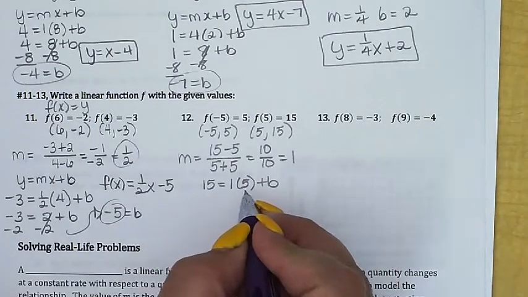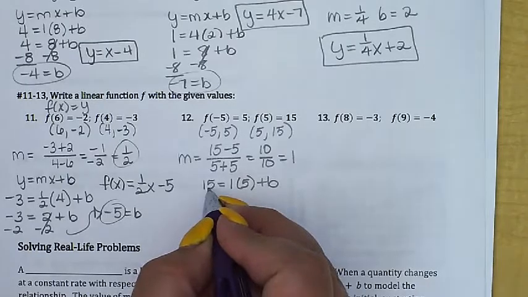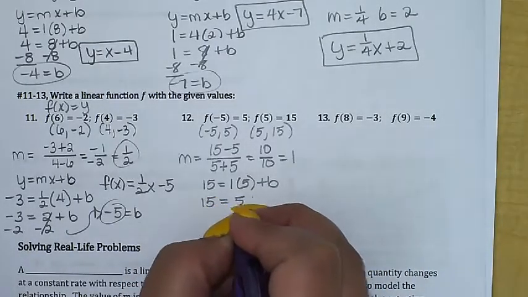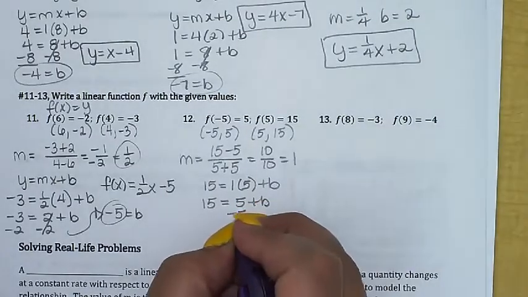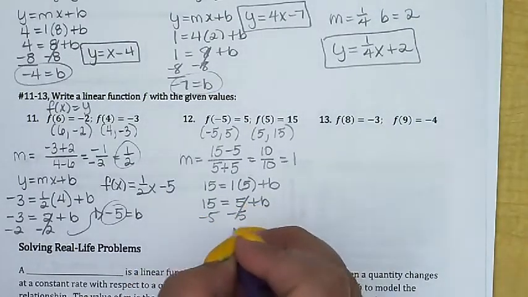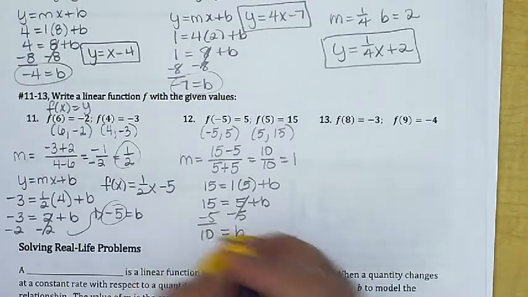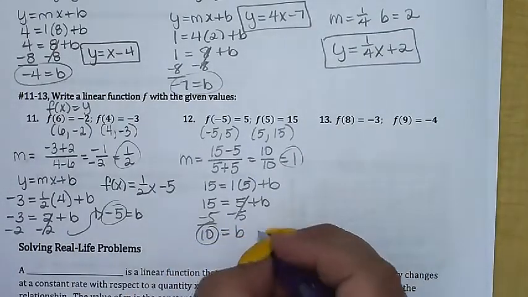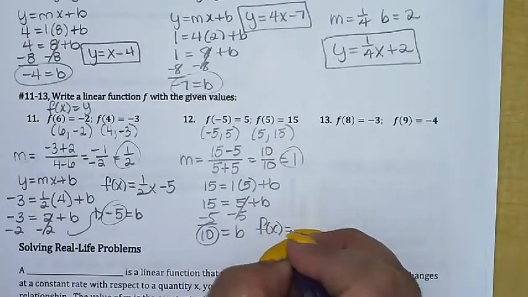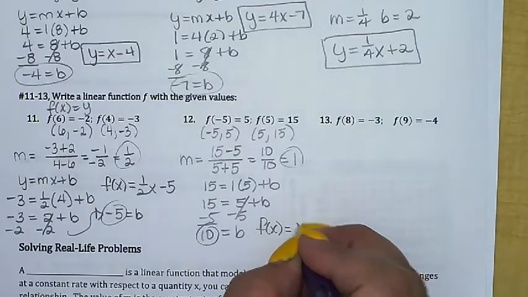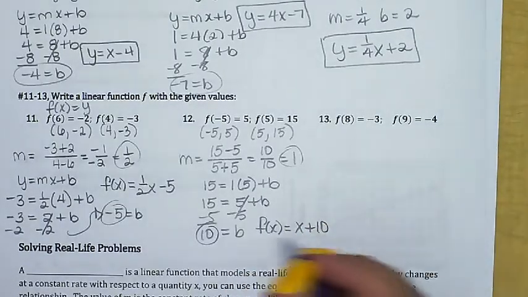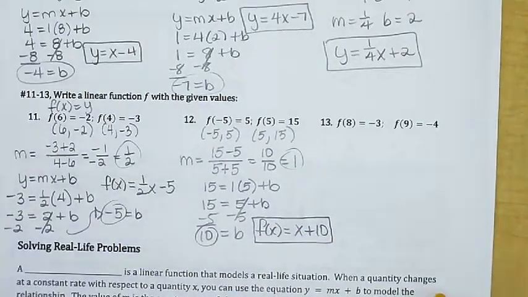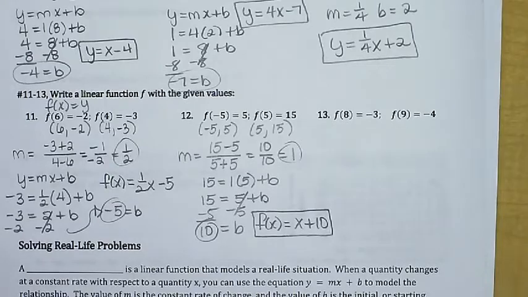So there's m, and then I know when x was 5, the output was 15, and that gives me enough information to solve for b. And then we solve for b until it's fully isolated, and I get that the y-intercept is 10. So we had a slope of 1 and a y-intercept of 10, and my function can be f of x equals 1x, or x, and then plus 10, which is our y-intercept. All right, try this last one on your own, and then you can check it in just a moment.